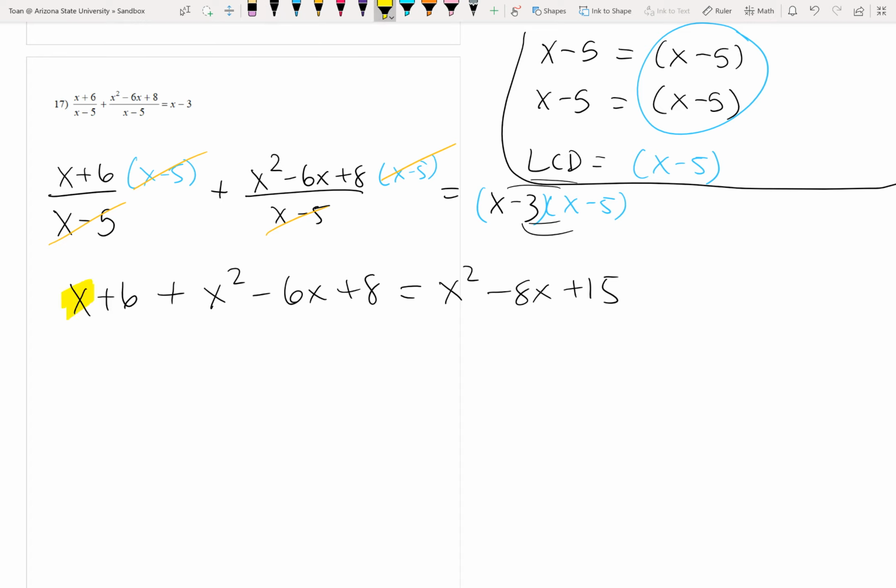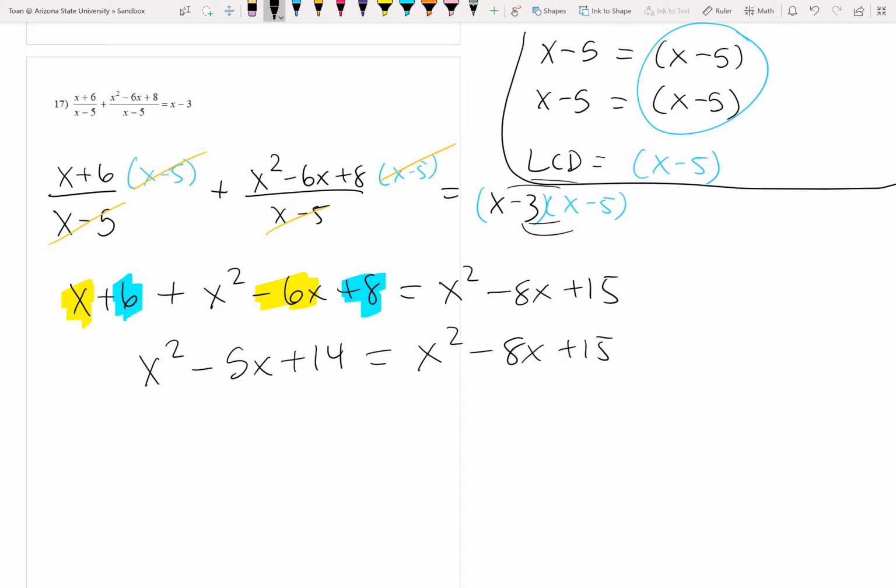So on the left here, we have these x's as like terms. We have the constants as like terms. So we have x squared minus 5x plus 14 equals x squared minus 8x plus 15. I hope everyone can see that when I subtract the x squares, they're gone. So this is just a regular linear equation.